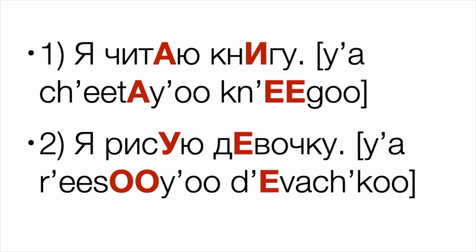Let's start. Number 1. Я читаю книгу. Number 2. Я рисую девочку. Pause the video and look at these two sentences and tell me whether you have any guesses what tense it is. Correct. It can be either the present simple or the present continuous. The present continuous tense has the same endings which the present simple has in the Russian language. There are some exceptions to the rule, but we will discuss them in the future.